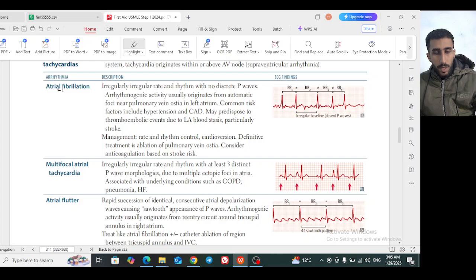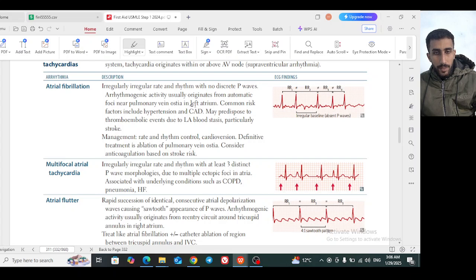The first arrhythmia is atrial fibrillation. In atrial fibrillation, it is irregular in terms of rate and in terms of rhythm. There is no discrete P wave. First you look at the ECG and you find a narrow complex. Then you look for the P wave. You will find no P wave here.